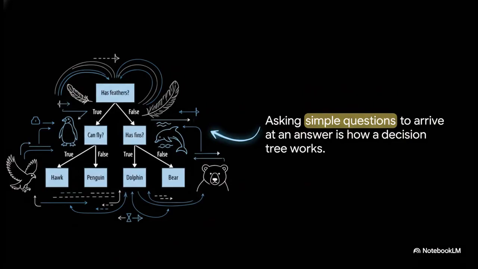Okay, so check this out. Imagine we're trying to figure out what animal we're looking at. Is it a hawk, a penguin, a dolphin, or a bear? This little diagram here is just a visual version of that 20 questions game. And that whole process, asking a simple question, getting an answer, and then asking another one to narrow things down, that is the absolute core idea behind a decision tree.